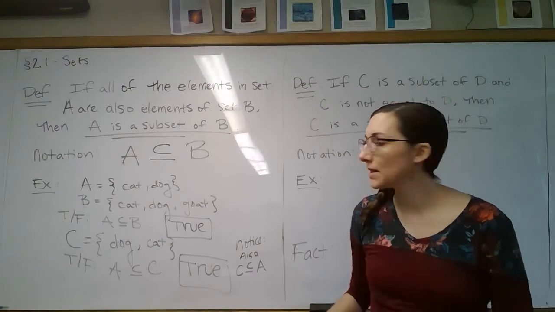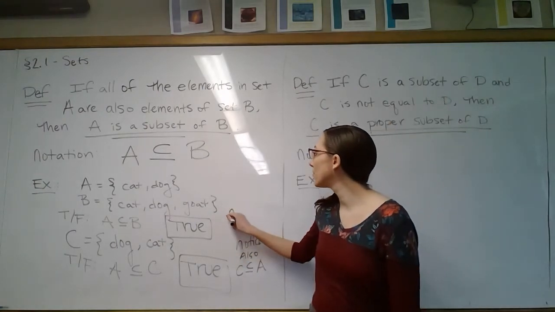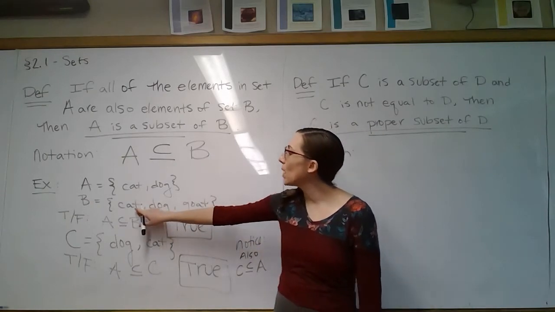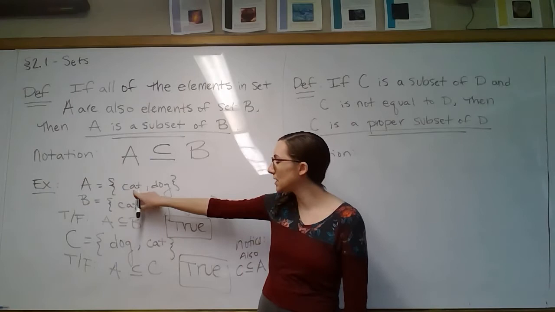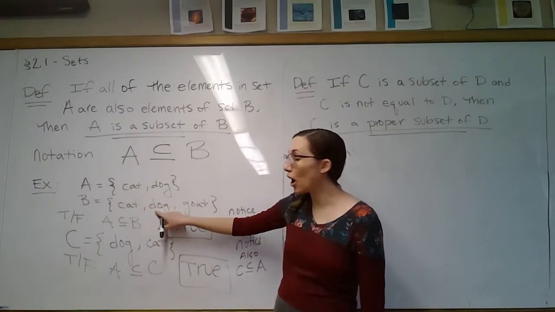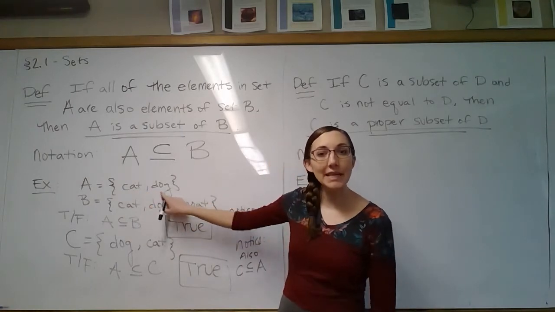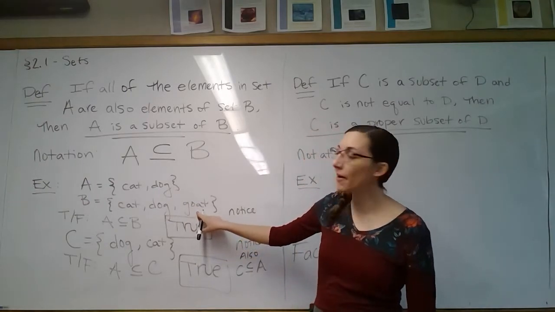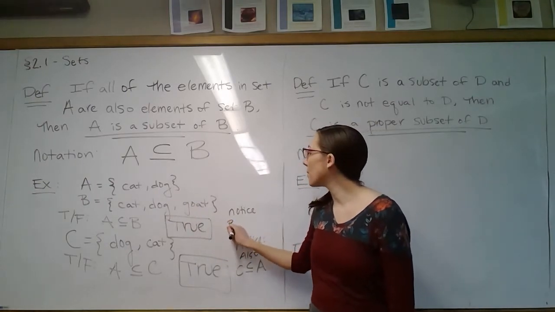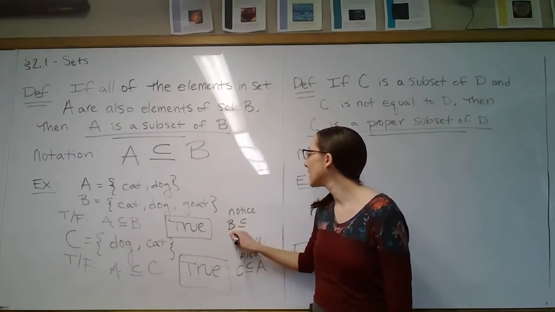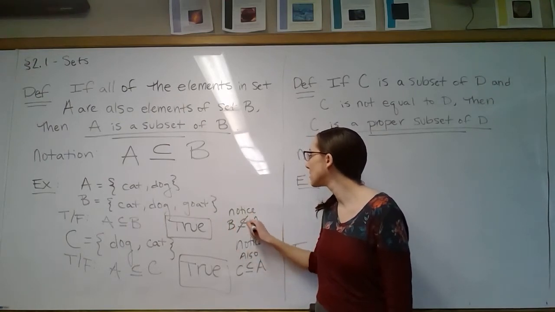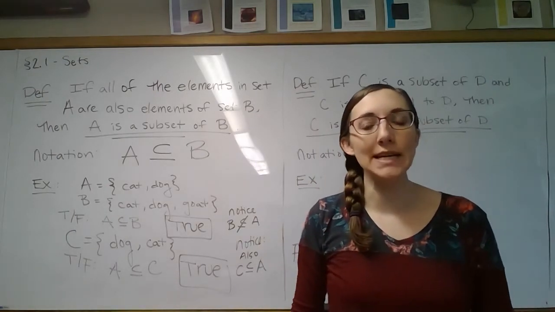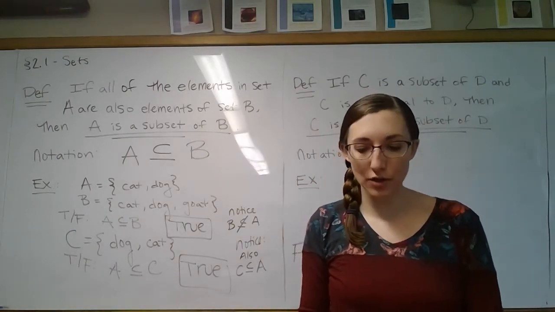What about in the example above? If I look at B, B contains cat, that is in A. B contains dog, which is in A, but B contains goat, which is not an element of A. So we would have that B is not a subset of A. Notice again, we can do the "is not" by just putting a slash through it.